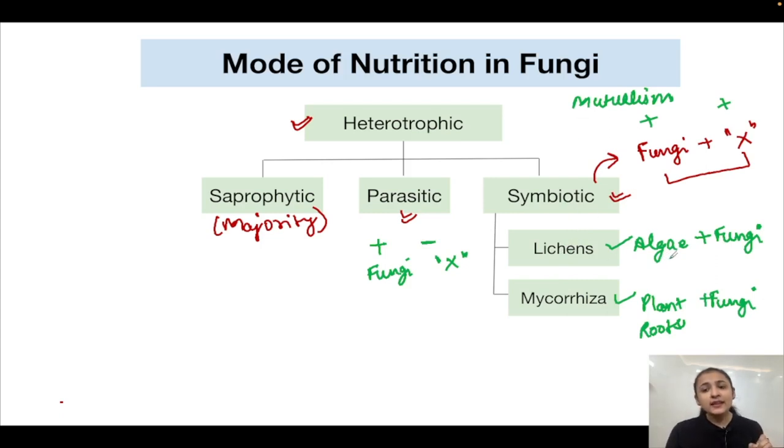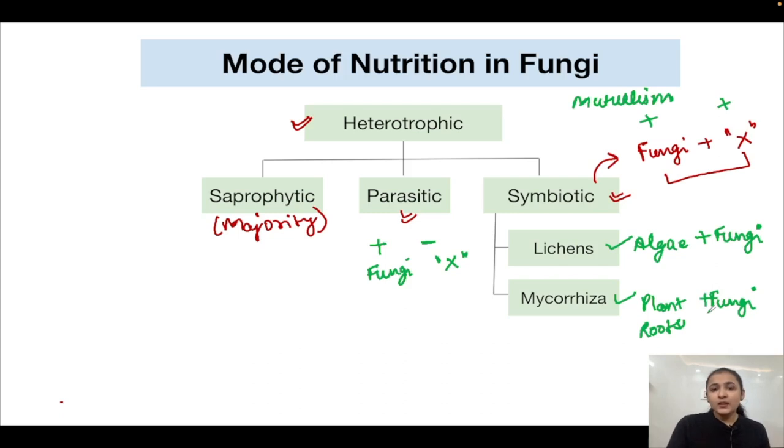So in lichens, the algal component provides food for the fungal component, and the fungi, mycelia or hyphae, provide shelter to the algae. So in this way, both the parties are benefiting each other. In mycorrhizal associations, the plant roots absorb water and minerals from the soil, which are obtained by fungi. The nutrients are extracted by fungi. Fungi, on the other hand, also provide nutrients to the plants when they are living in such associations with the mycorrhiza.